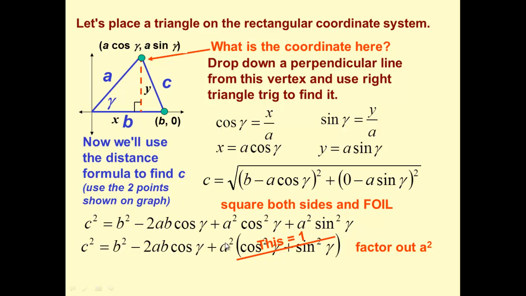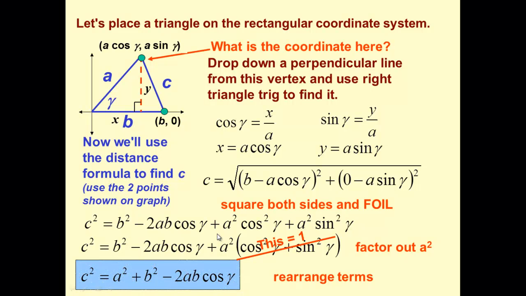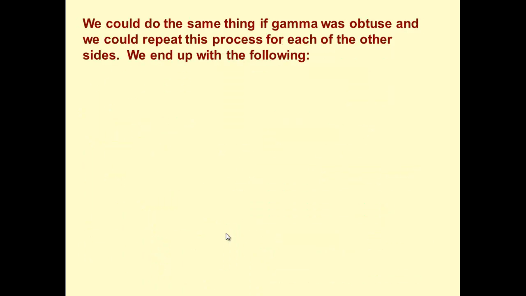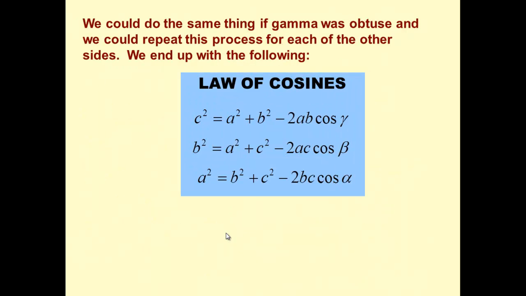Now just rearranging this a little bit, I'm going to move the a squared up in front of the b squared, and I end up with c squared is equal to a squared plus b squared minus 2ab cosine of gamma, and this is actually the formula that we're going to be using. Not as nice as the law of sines, but this is the formula for our law of cosines. Actually, this is one of three that we could use. Depending on which sides and which angles you're looking at, here are the other two.